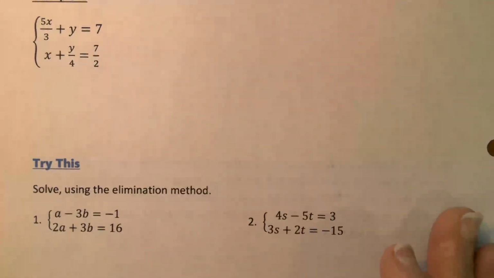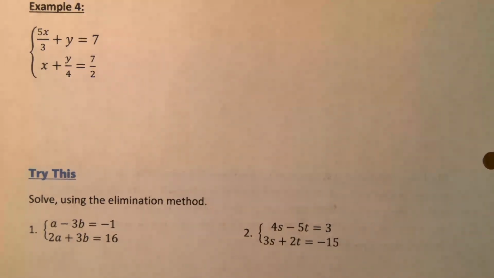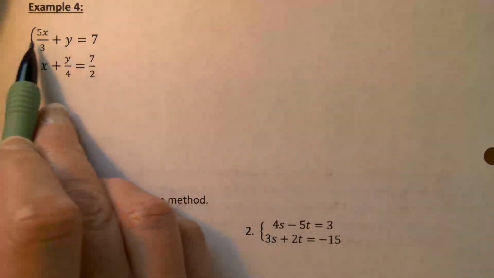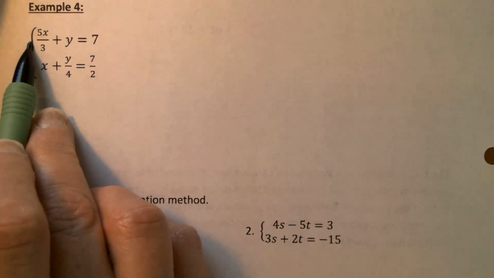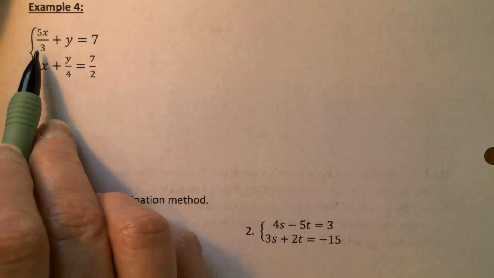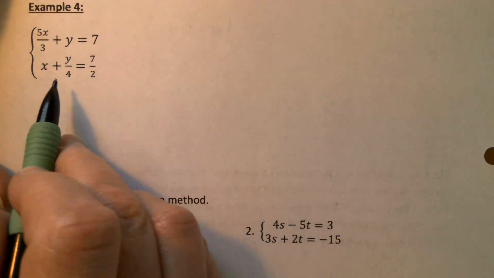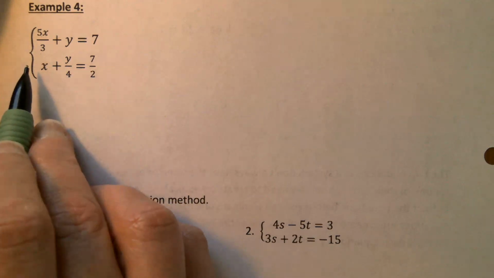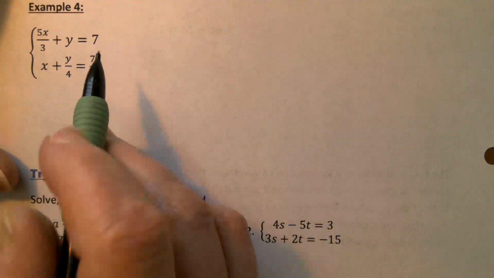All right, let's look at example 4. Okay, now they give us fractions, which we don't like. We don't like fractions. They scare us. All right, so if I multiply this equation by 3, it's going to get rid of my fraction, and I'm going to end up with 5x plus 3y equals 7. If I multiply this equation by 4, it's going to get rid of my fractions. I'm going to have 4x plus y equals 14.